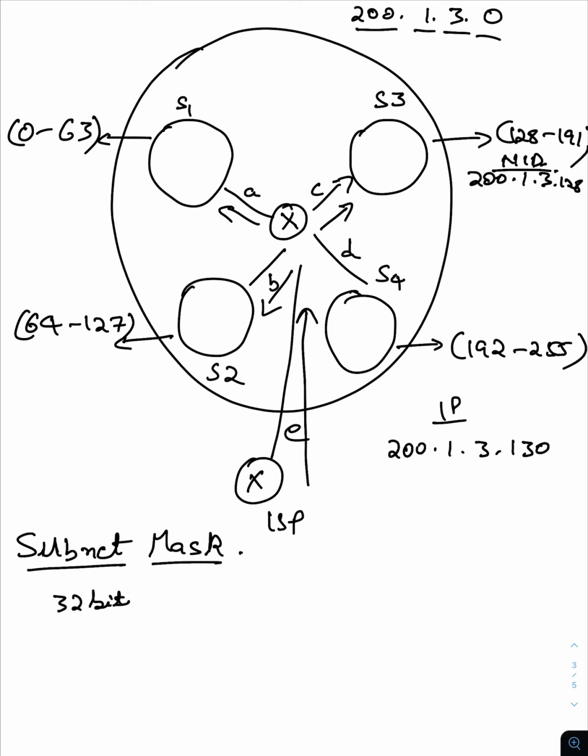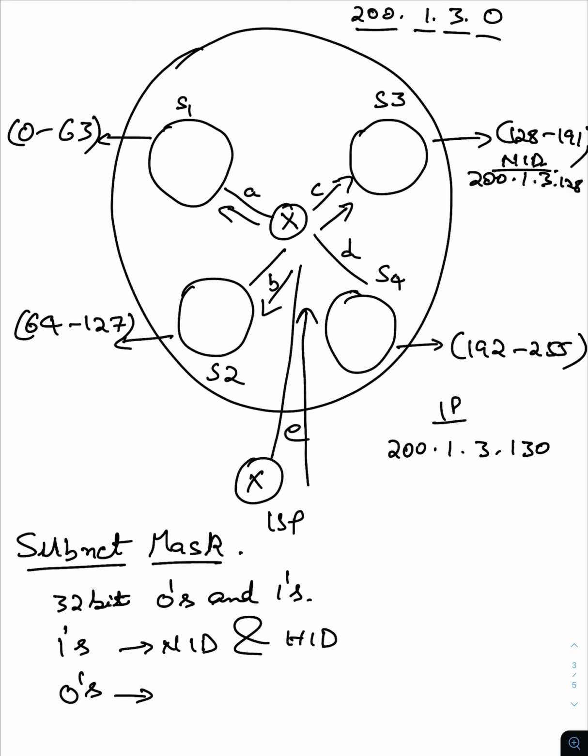So subnet mask is a 32-bit number, the same as a regular IP, 32 bits of zeros and ones, where your network ID and your subnet ID have all ones in it, and your host ID has all zeros in it. So the subnet mask has all ones in your network ID and subnet ID and zeros in your host ID. Here, you are dividing your network into four parts. Your subnet ID has 2 bits, right?